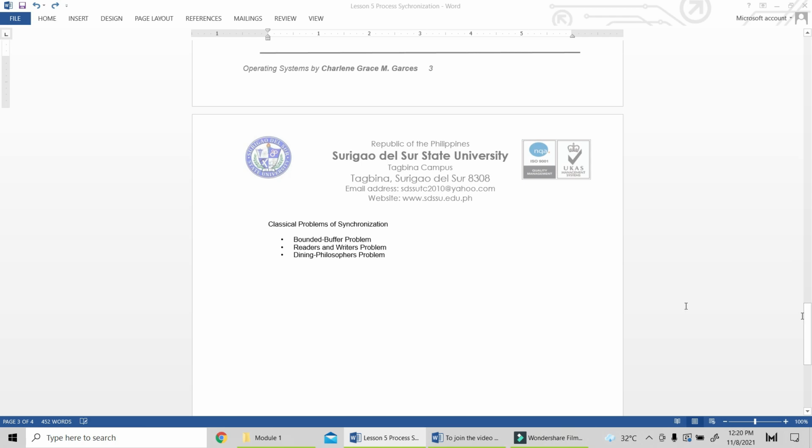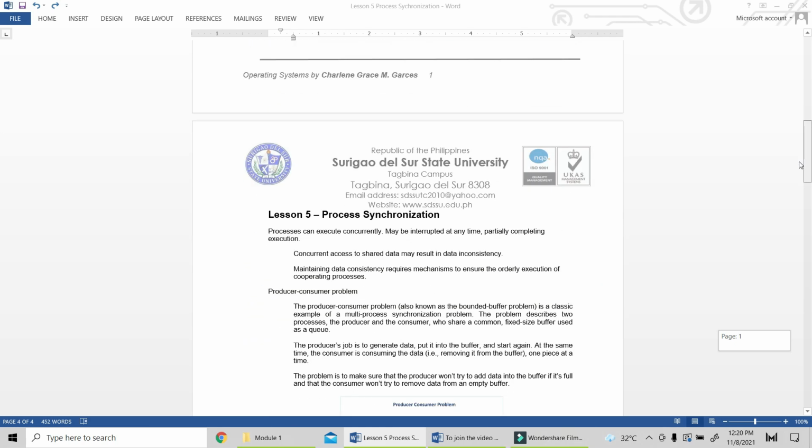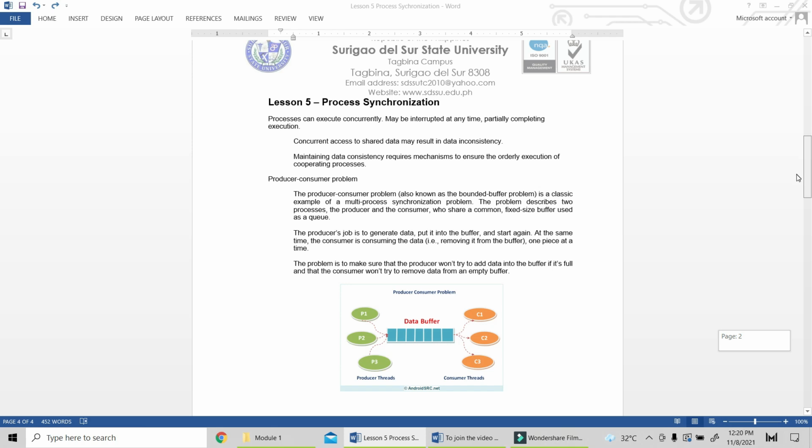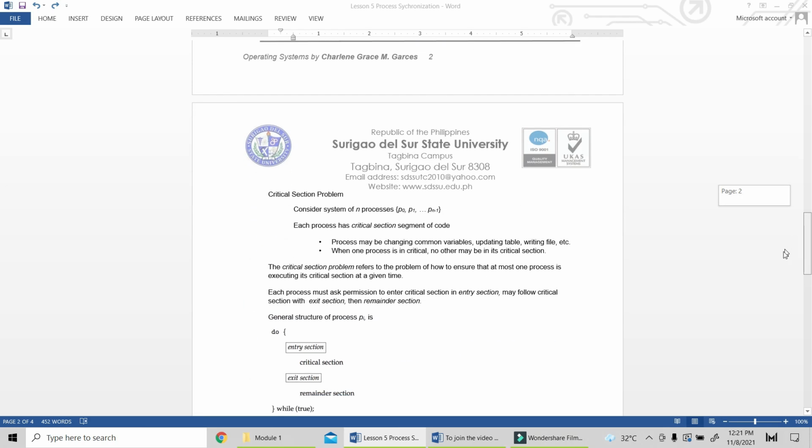So there are also some classical problems of synchronization. We have the bounded buffer problem, the readers-writers problem, and the dining philosophers problem. I just included this here, but I will not elaborate on this one. All this is just representation. The most common problems when it comes to process synchronization were already discussed earlier: the producer-consumer problem, the race condition, and the critical section problem.